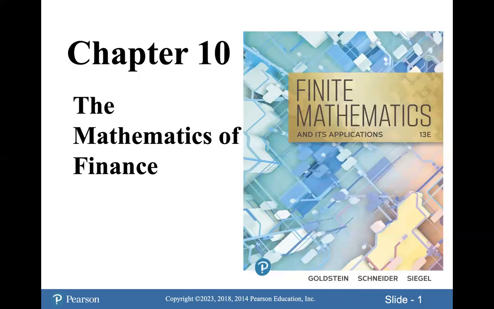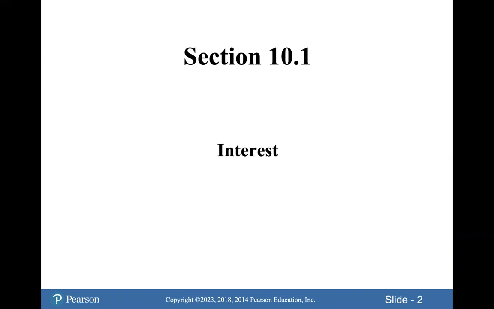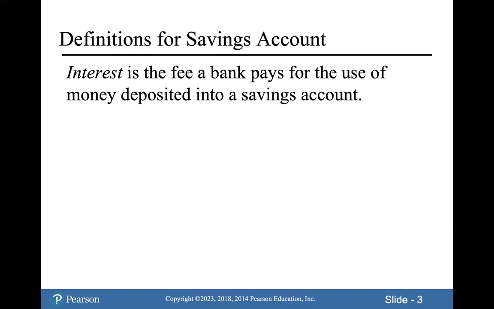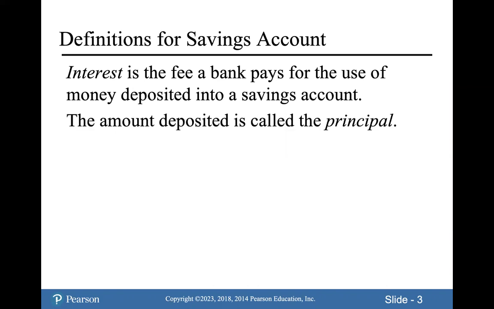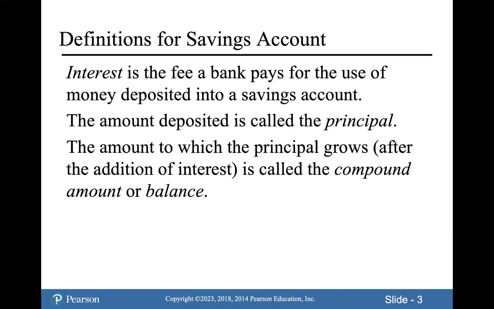We're starting a new chapter today, Chapter 10 on the mathematics of finance, starting with section 10.1 on interest. Interest is the fee a bank pays for the use of money deposited into a savings account. The amount deposited is called the principal. The amount to which the principal grows after the addition of interest is called the compound amount or balance.